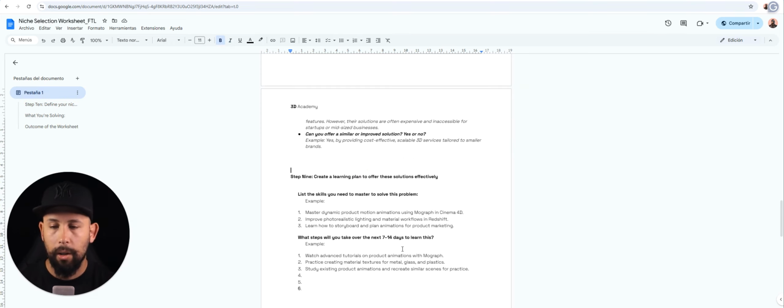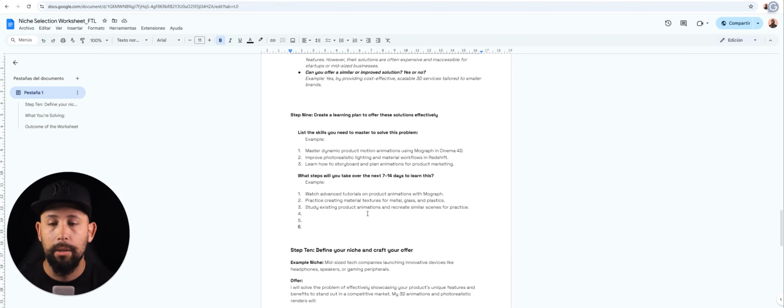Okay, so step 9. Create a learning plan to offer this solution effectively. List the skills you need to master to solve this problem. Remember, you're looking for the no. If you have the yes, you have all this done, but if you don't have the skills yet to solve that problem, you need to follow these steps, right? So list the skills you need to master to solve this problem. Example: master dynamic product motion animation using MoGraph in Cinema 4D. That's a skill that you need to acquire.